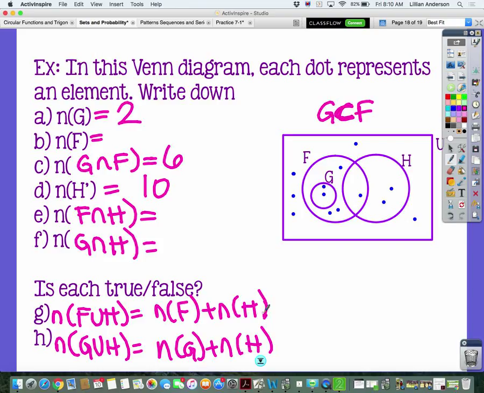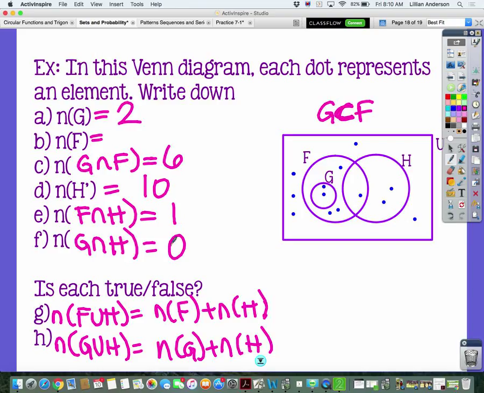Number of elements in the intersection of F and H. Well, F and H intersect right here. How many elements are in that one? Just 1. And then the number of elements in the intersection between G and H. Do G and H intersect each other? No, they do not. Because they don't intersect, they don't have any elements in common.